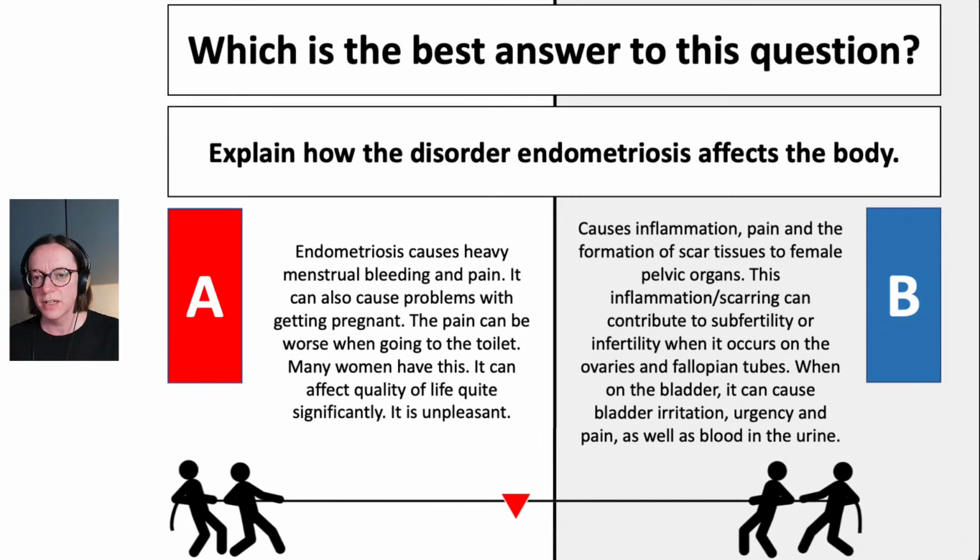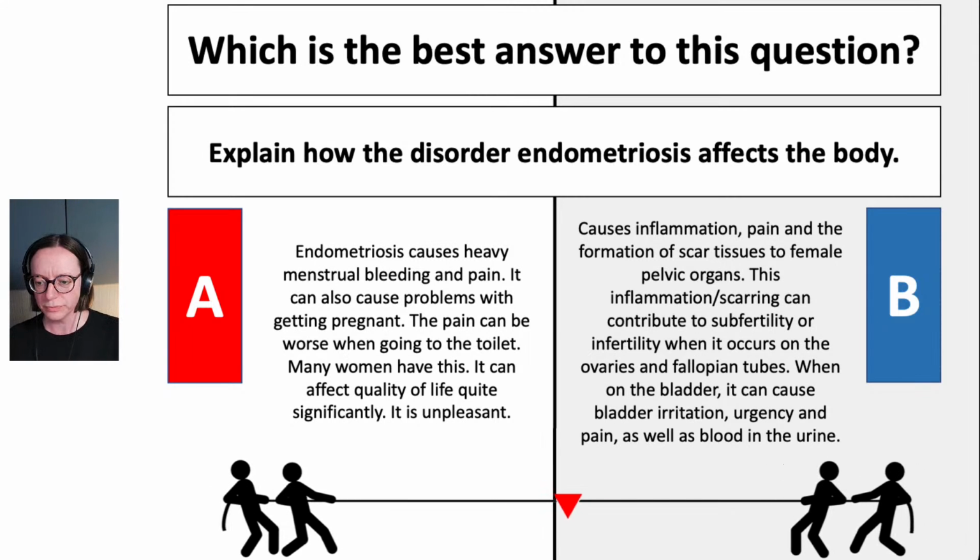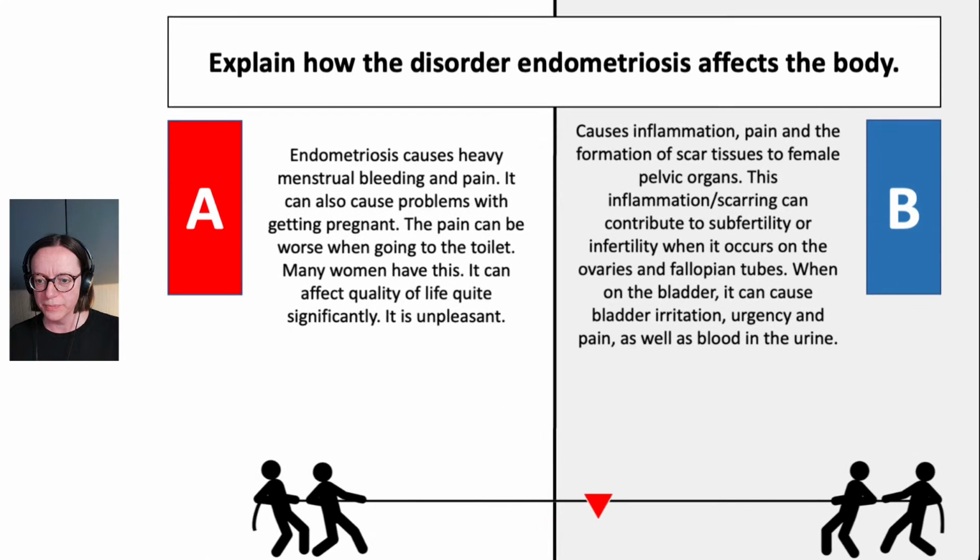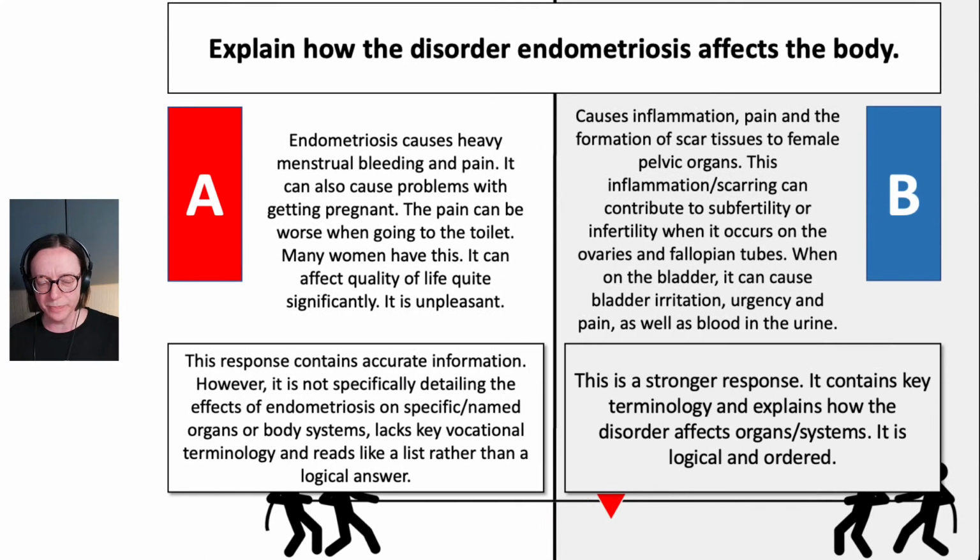Okay, so let's have a think about these two responses. Response B is the stronger one, but let's start with response A. Response A does contain accurate information. Everything included in that paragraph is accurate. However, it's not specifically detailing the effects of endometriosis on specific or named organs or body systems. It's also lacking key vocational terminology and language, and it reads more like a list rather than a logical answer. That could be a bulleted list, couldn't it, rather than a discussion or an explanation.